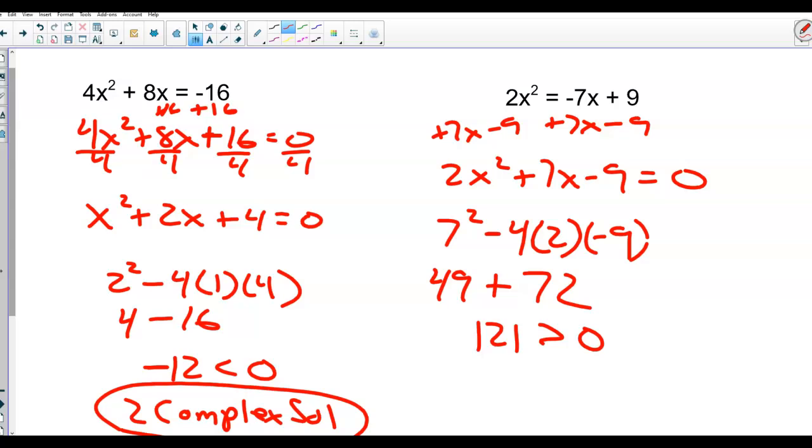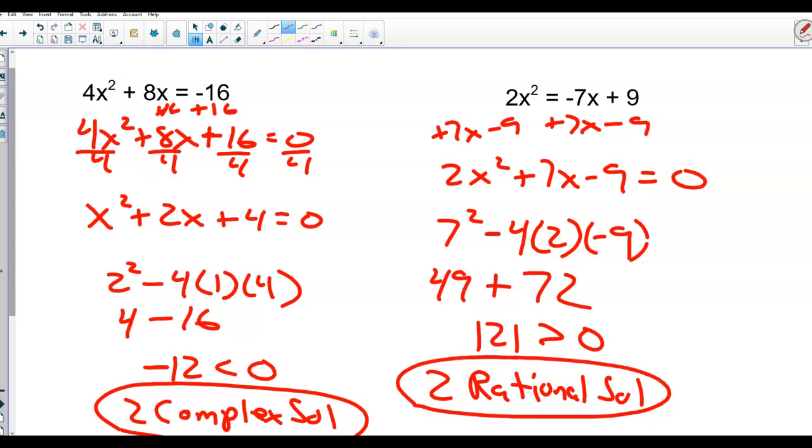That is greater than 0. It's also a perfect square. So your answer is going to be 2 rational solutions. So remember, when that number is greater than 0, that's when we have to check if it's a perfect square or not.